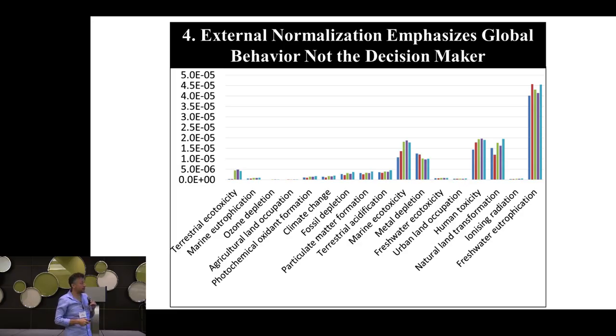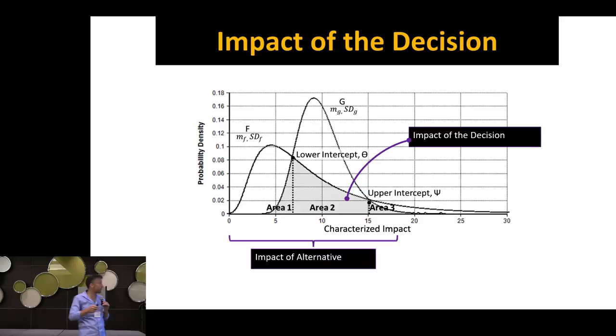Instead of trying to understand the impact of the technology, which is the traditional way that risk assessment and life cycle assessment work, we want to understand the impact of the decision. Given the decisions available to you, which photovoltaic technology do I want to employ? What are the trade-offs associated with the decision?